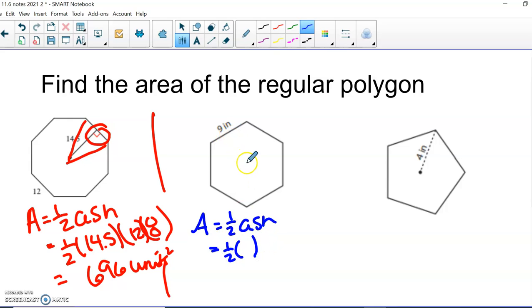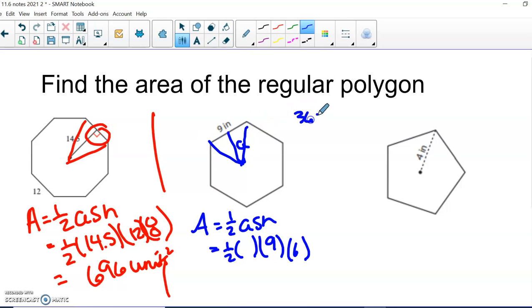This time we're not given the apothem. We're going to have to calculate that. Length of the side, that time we are given. We have to be given something. And N, it looks like a hexagon, so we're going to put 6 in for the number of sides. So the only thing we're missing this time is our A. So we're going to use that trick to find the central angle.